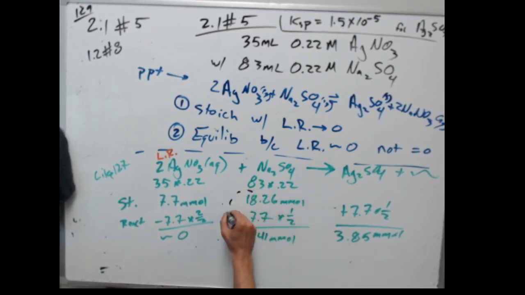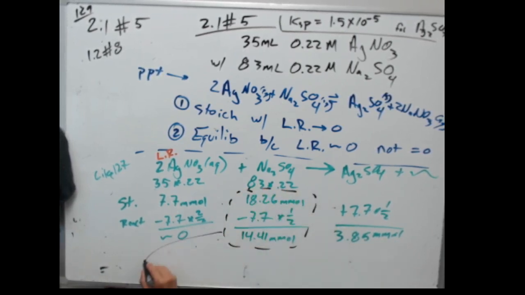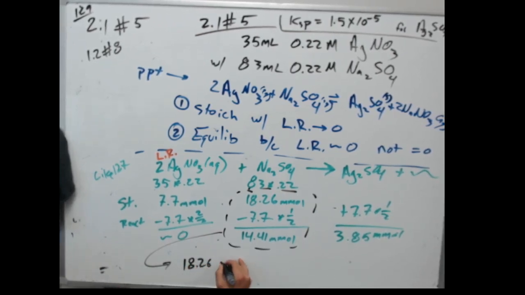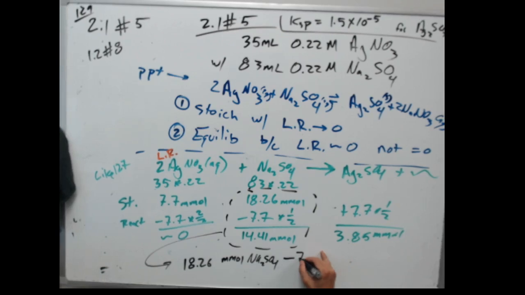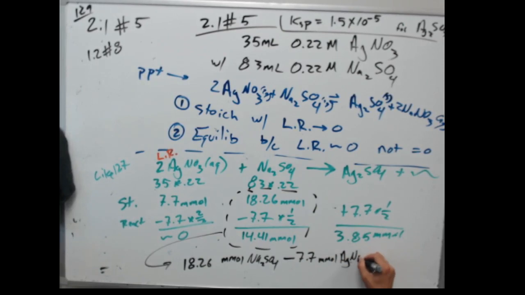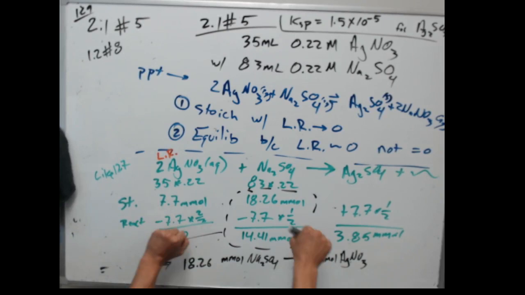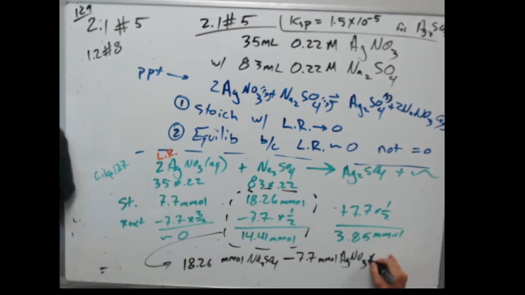Let's just take this piece of the calculation real quick and talk about how I do this. So this calculation is saying 18.26 millimoles of Na2SO4. We subtract off the amount reacted, so that's going to be minus 7.7 millimoles AgNO3, but these units don't match up. So we have to use the relationship of the chemical reaction to figure out how they relate to each other. What's the ratio of the relationship?